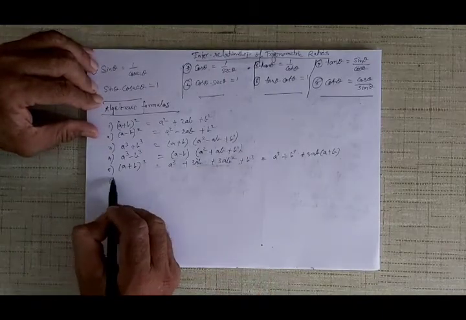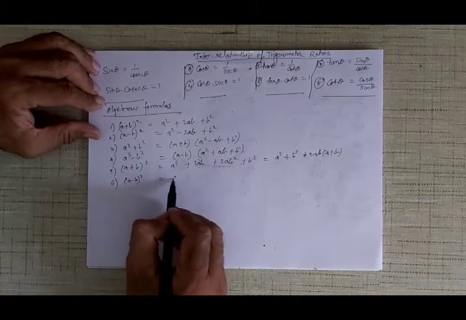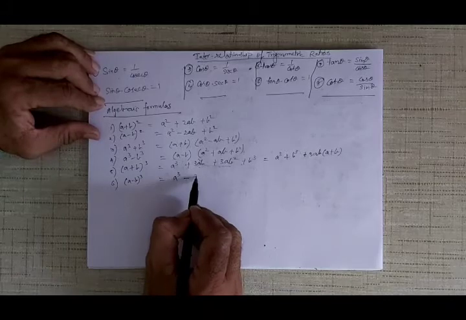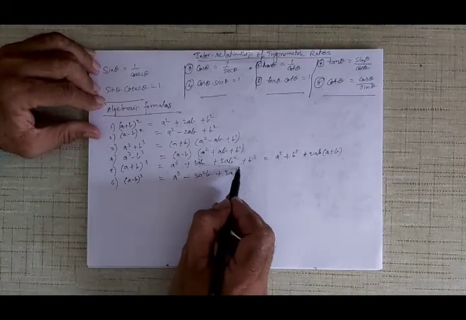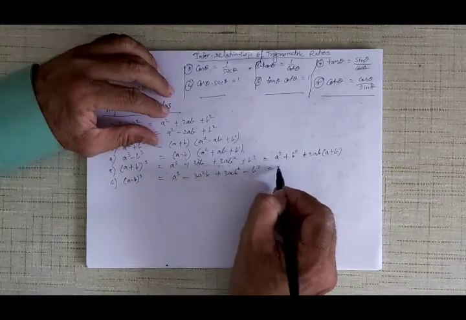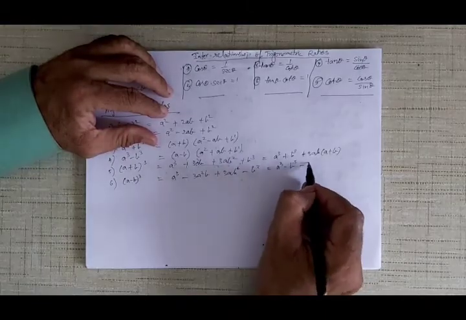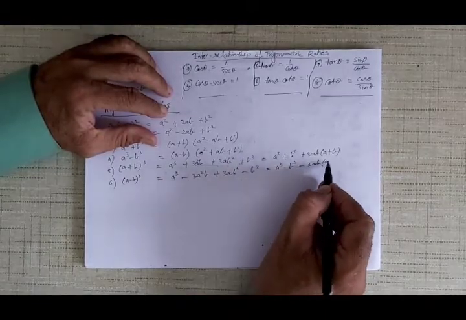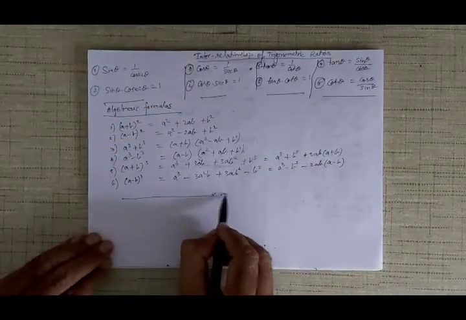You can also write this next one: a minus b whole cube is a cube minus 3a square b plus 3ab square and minus b cube. And this can also be written like this: a cube minus b cube and then minus 3ab into bracket a minus b. So these are some of the formulas that you got to know.